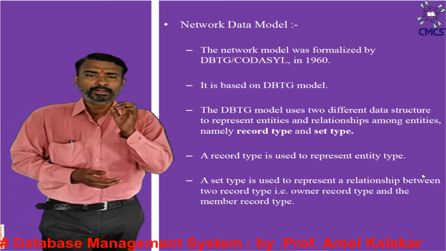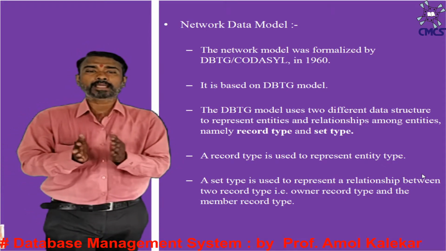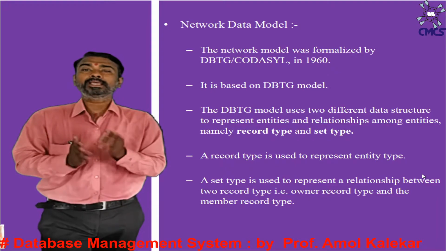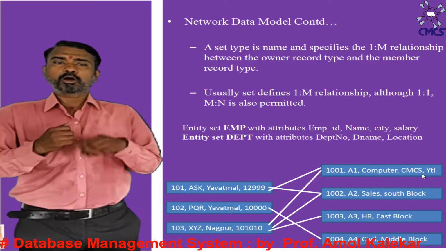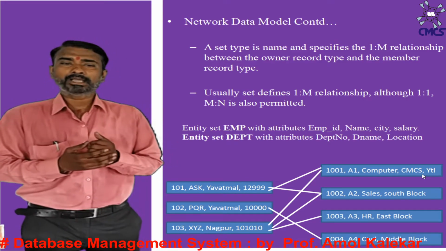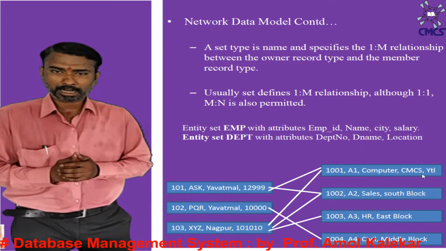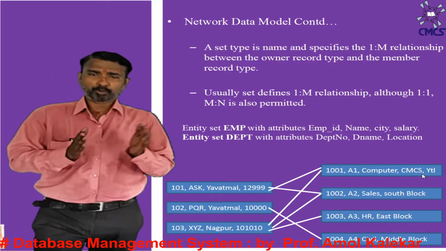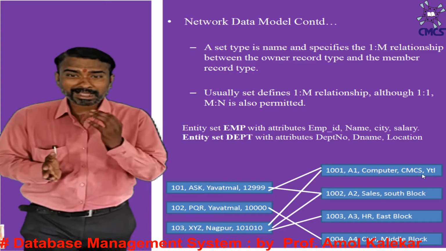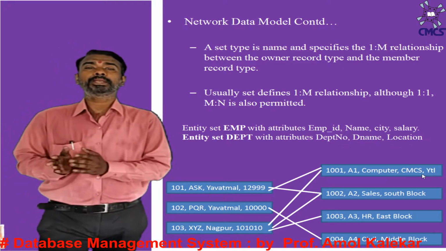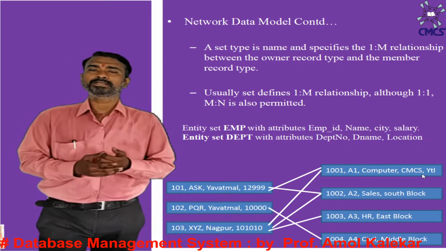A given set type is used to represent the relationship between two record types, that is the owner record type and the member record type. Again, a set type is always named and specifies generally a one-to-many relationship between the owner record type and the member record type. Usually, the set defines one-to-many relationship, although one-to-one and many-to-many relationships can also be represented by this network data model.